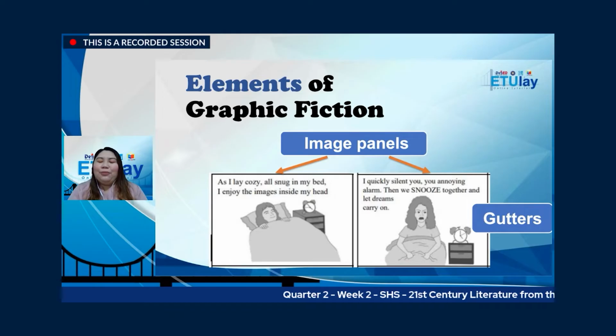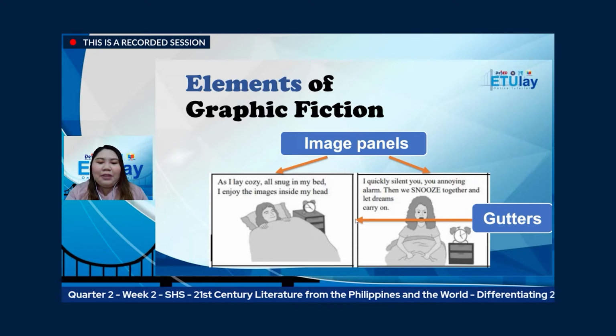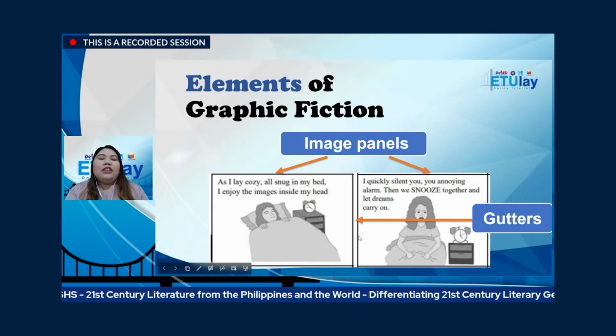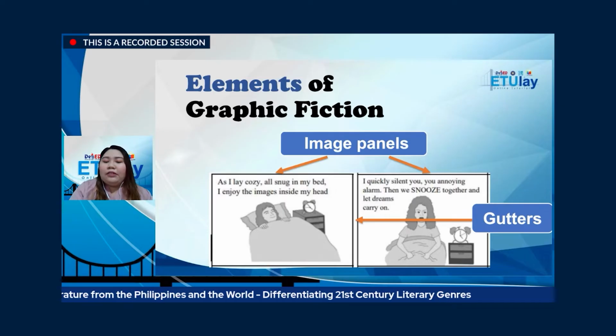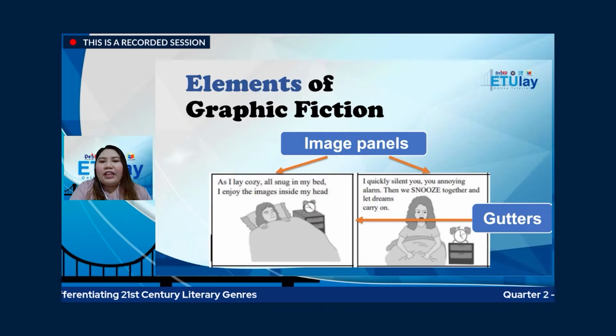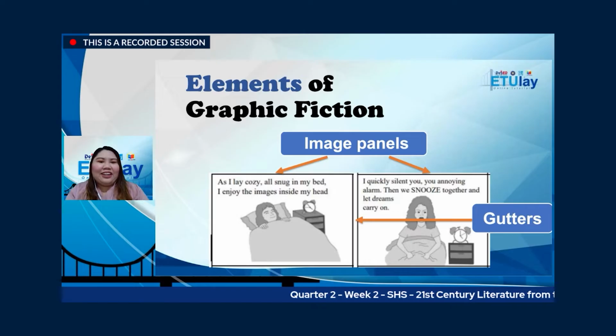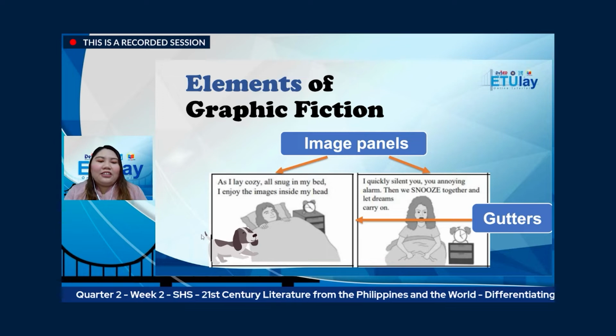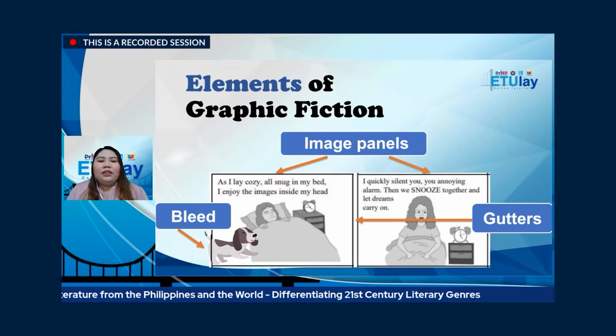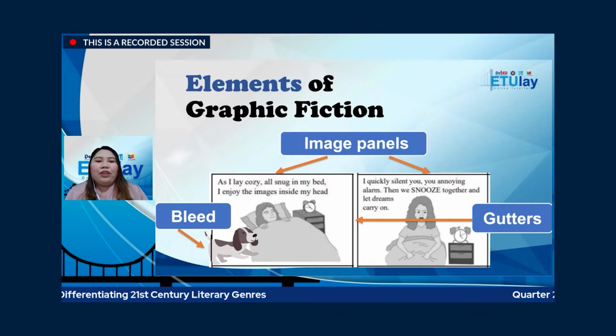Okay. The second would be gutters. What is the gutter? That's the space in between the image panels. With these elements, gutters, so plural, you can see a distinction between scenes. One scene separated from another. What if I decide to have a dog in here? As you can see, the dog's tail is already beyond the image panel or the set image panel. We call that the bleed. These are the first three elements of graphic fiction.